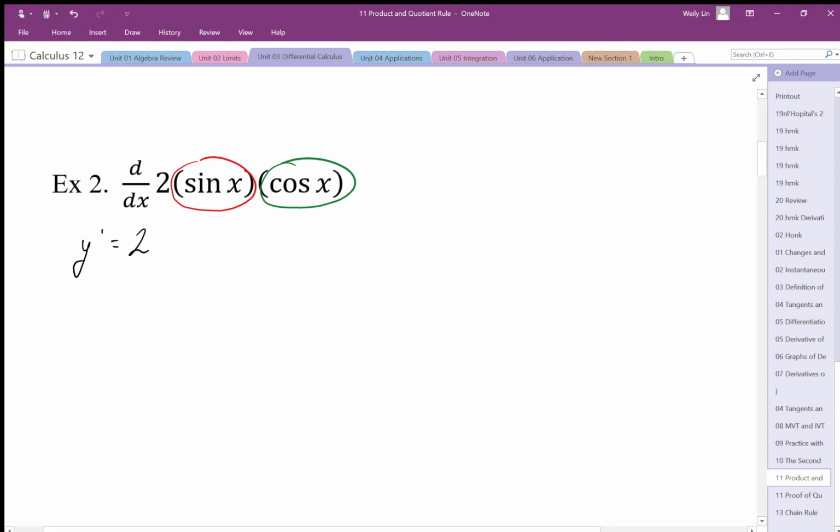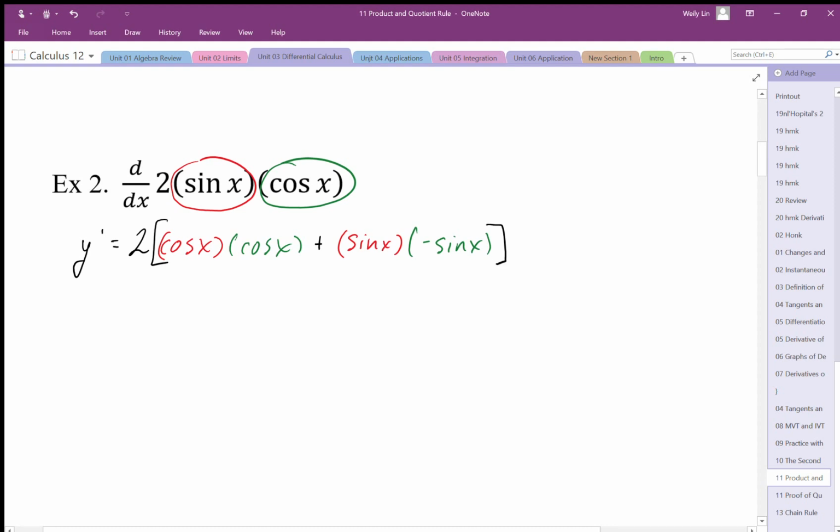So the 2 has no effect on the derivative. I'm going to differentiate the sine and end up with cosine x. I'm going to leave the second function undifferentiated, so we get cos x, plus, I'm going to put this in brackets here, plus I'm going to leave the first function undifferentiated, and then multiply that by the derivative of the second function, which is negative sine x. Okay, so there it is, there's our function differentiated.